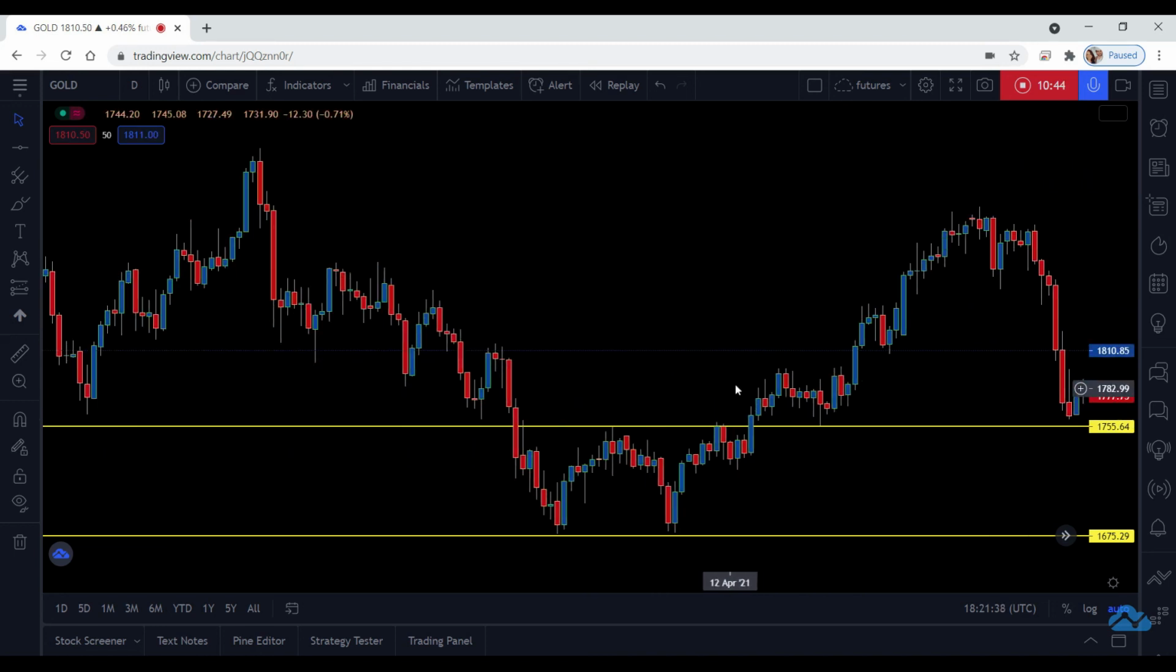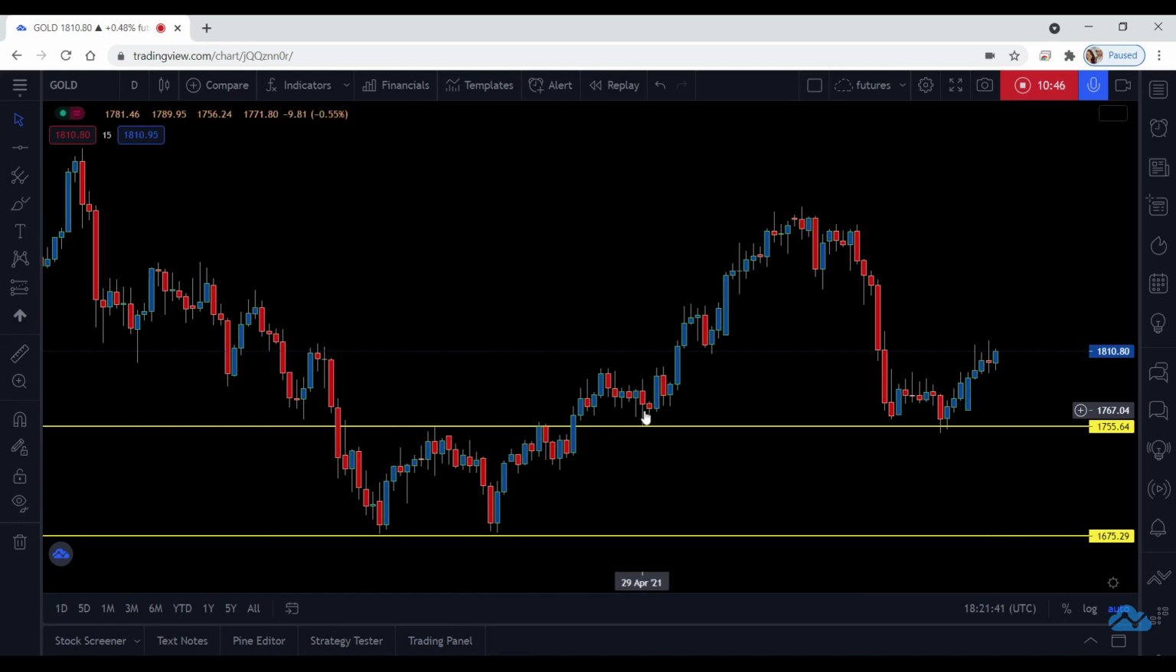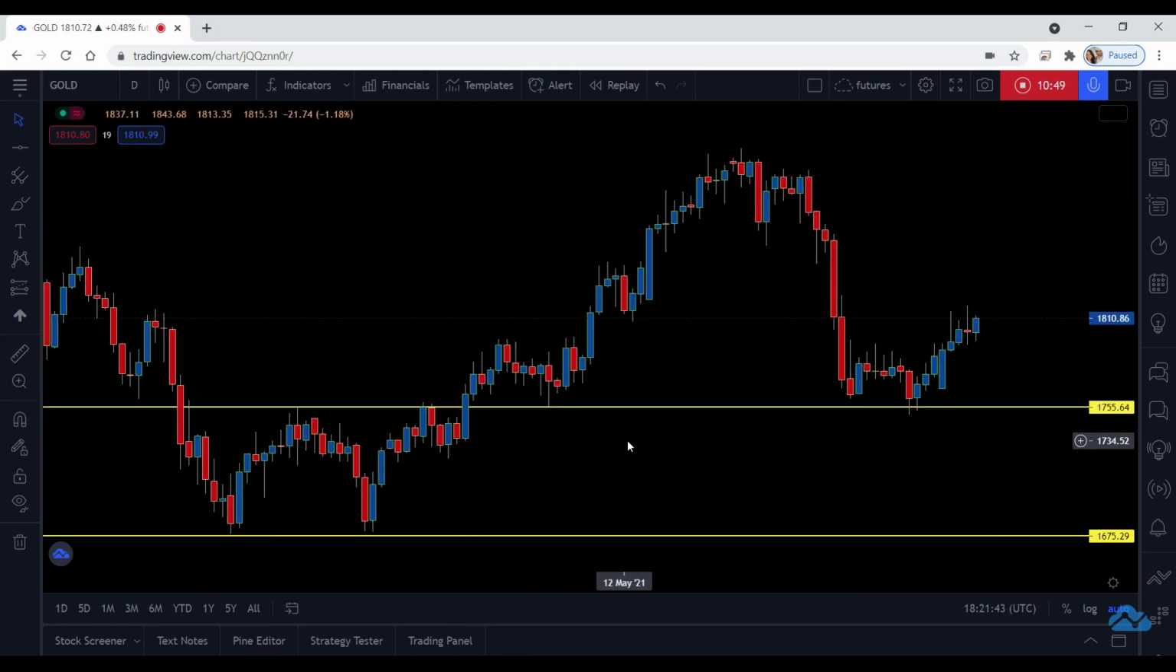So that's about it for support and resistance. Very basic concepts. I hope this video was helpful to those who are new to support and resistance and price action trading. Again, you don't need any indicators for this style of trading. You just look at the charts and you trade what you see. And I think it's the best way to trade.